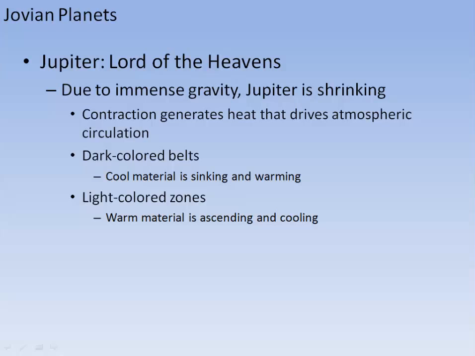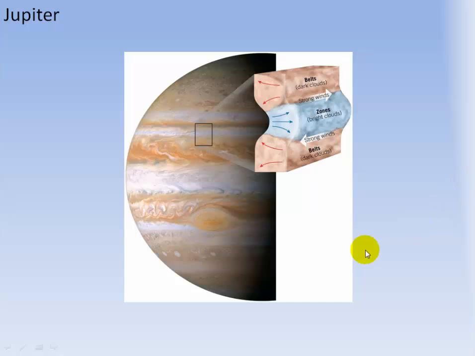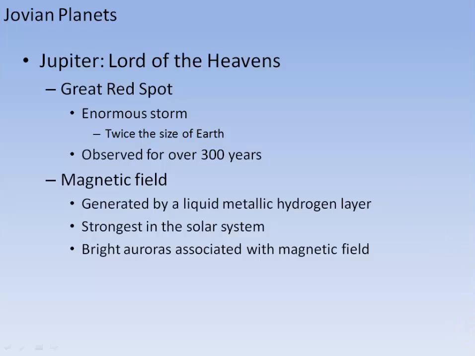Contraction generates heat, which drives atmospheric circulation. It has dark-colored belts, where cool materials sink and warm, and light-colored zones, where warm materials ascend and cool. So here are its belts of cloud, the dark sinking clouds and the rising bright clouds. In between, strong winds are generated. The Great Red Spot is an enormous storm, twice the size of Earth, observed for over 300 years.